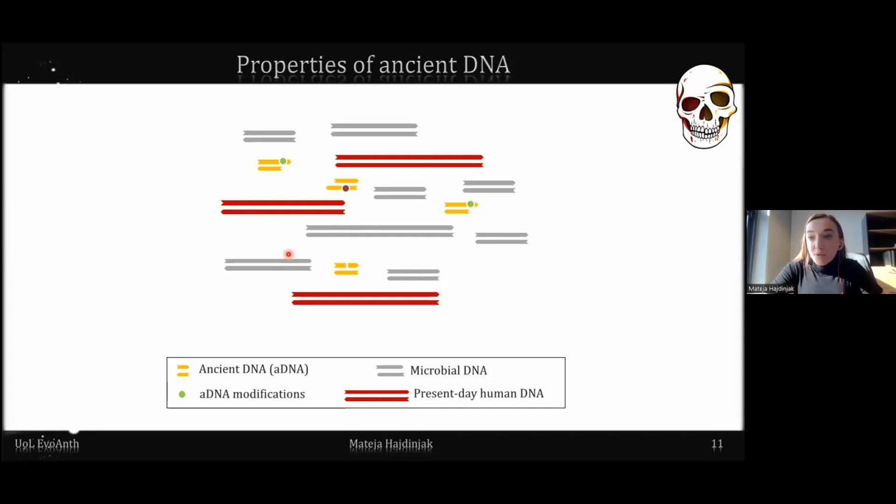But for us working with ancient hominin remains, the biggest challenge is actually the contamination which is introduced from present-day humans. And this contamination can stem from various sources and can be introduced at different levels of processing of the hominin remains. So it can be already introduced during the excavations or the post-handling of the remains, but also in the lab, so it can be introduced in laboratory settings.